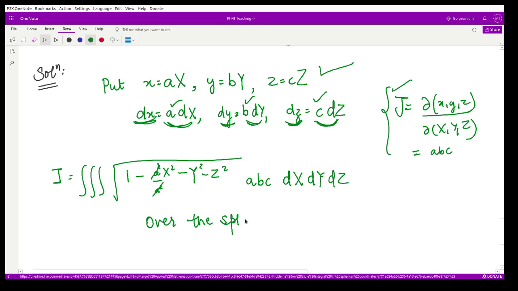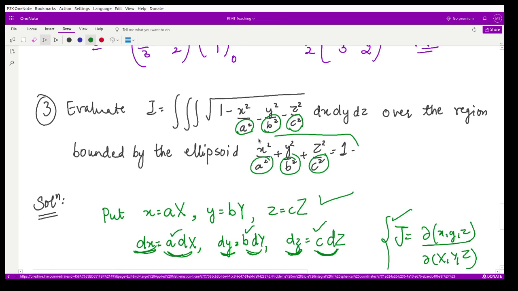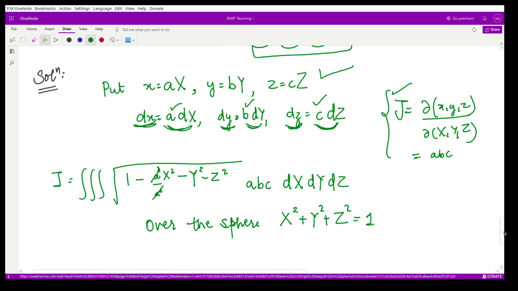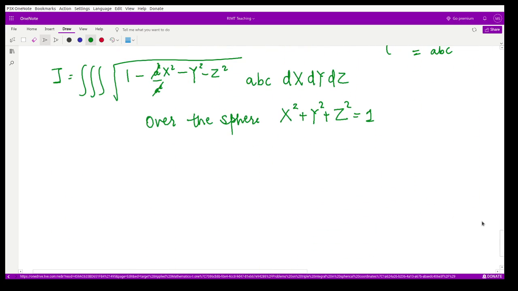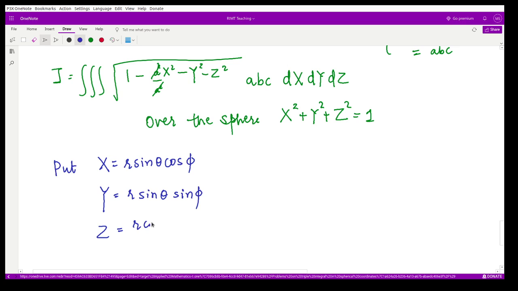Here our sphere is also going to change. It is going to become capital X square plus capital Y square plus capital Z square is equal to 1. So this is the sphere. Earlier it was this one. Now we have shifted it to this. Now our problem is the one where we can use spherical polar system to solve this kind of system. So for that, what we'll do, we'll substitute capital X is equal to r sine theta cos phi, capital Y is equal to r sine theta sine phi, and capital Z is equal to r cos theta.